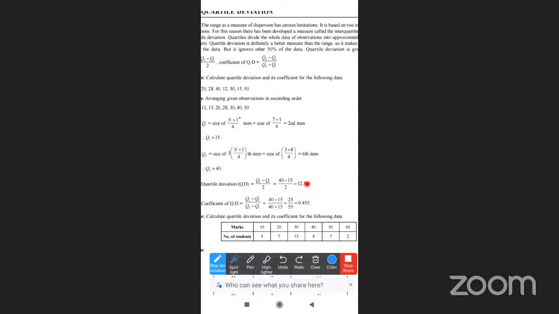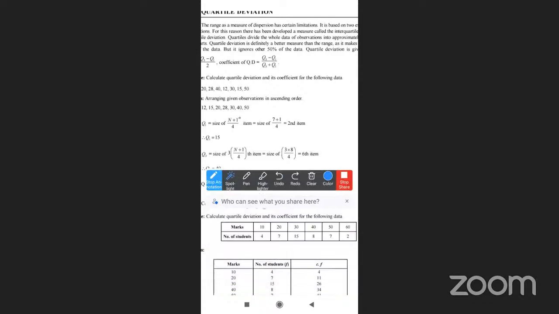This is only for quartile deviation, which is nothing but an absolute measure of dispersion. The coefficient of quartile deviation is nothing but a relative measure of dispersion.